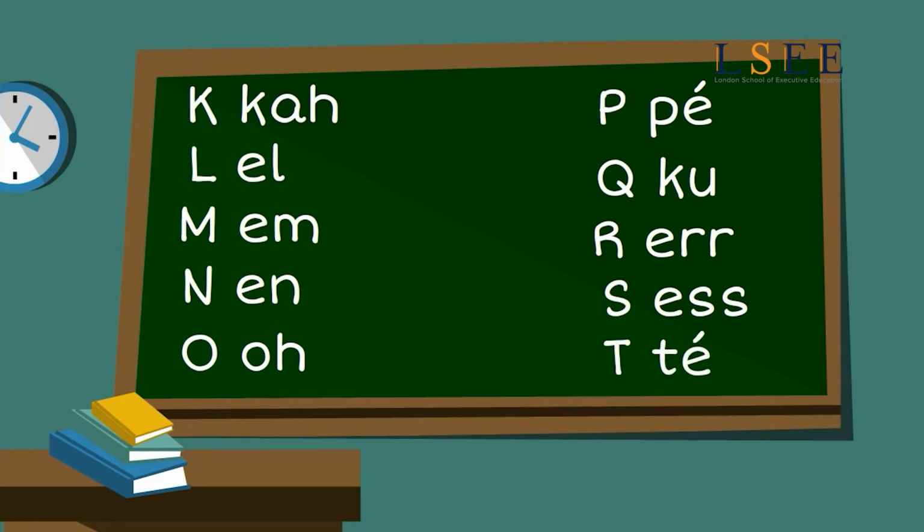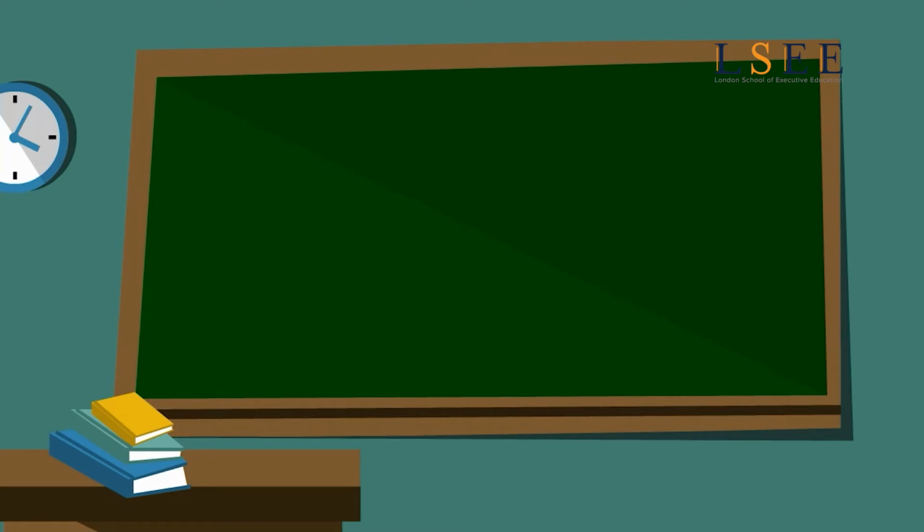And here are the 6 last letters. The sound for U doesn't exist in English, so listen to it very carefully.